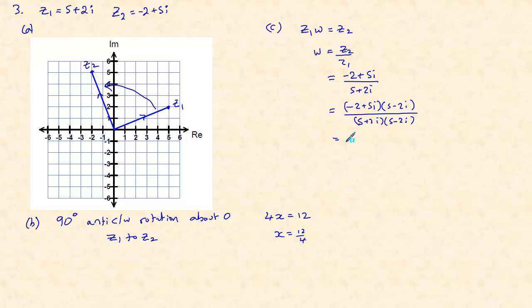So on the top that gives me negative 10 add 25i. Then we'll get minus 10i squared. Well, that's going to become plus 10 because i squared is negative 1. And then finally, we get plus 4i.